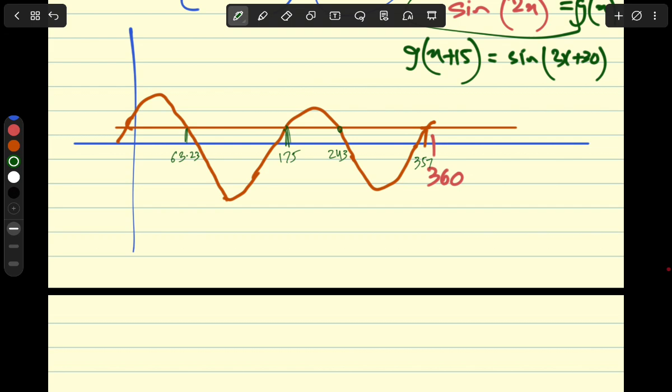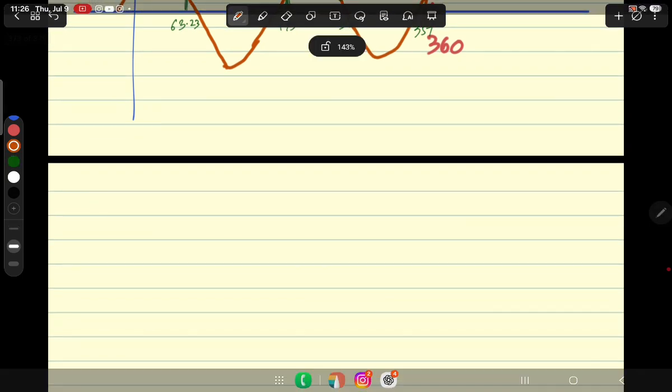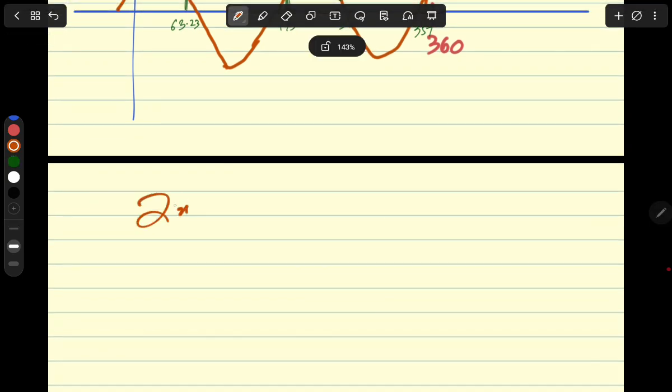Now, let's try to do a radian question in which, let's say, you're given sine of 2x plus pi upon 6 is equal to 0.6.